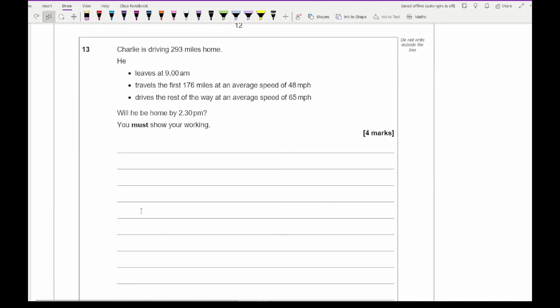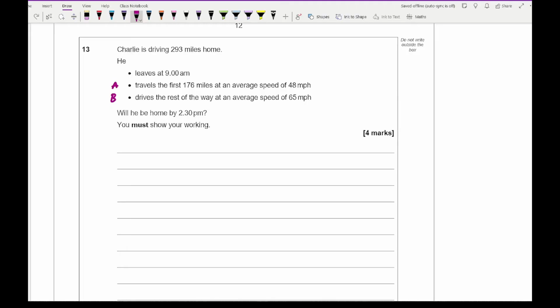Then moving on to question 13, it says Charlie is driving 293 miles home. He leaves at 9 a.m., travels the first 176 miles at an average speed of 48 miles per hour and drives the rest of the way at an average speed of 65 miles per hour. Will he be home for 2:30 p.m.? And it says you must show your working out. So the first thing we need to do is recognize that there's two stages to the journey. We're going to call it A and B.